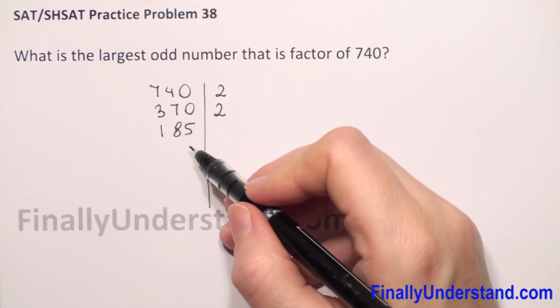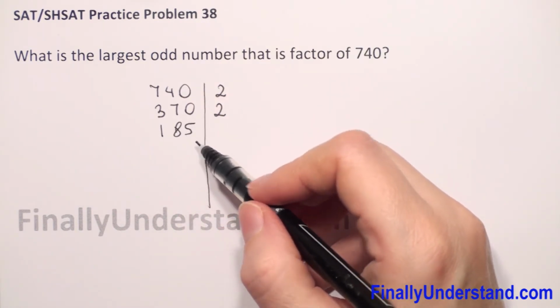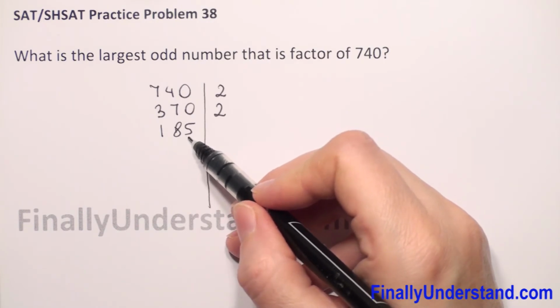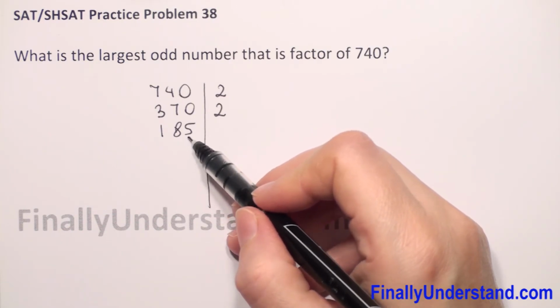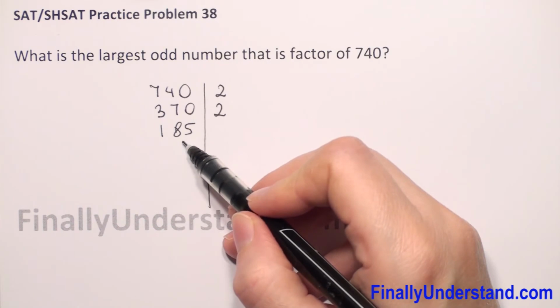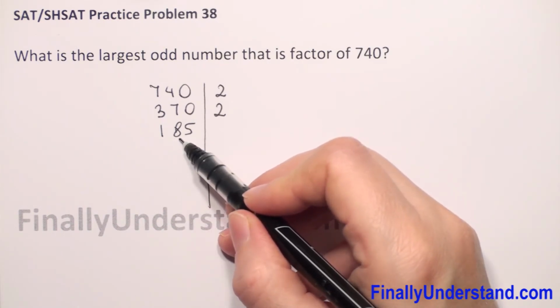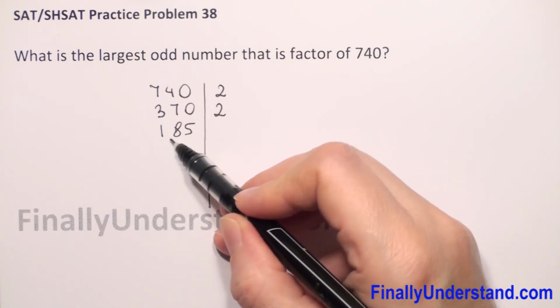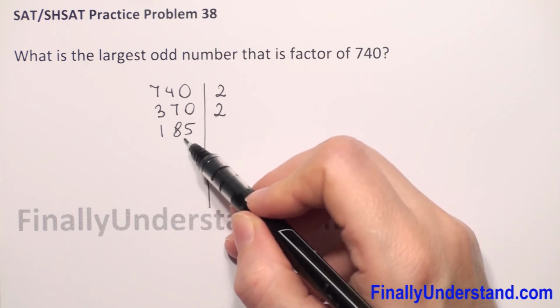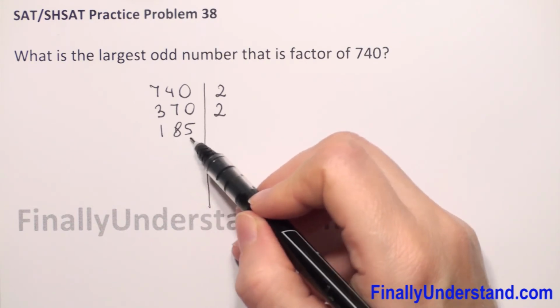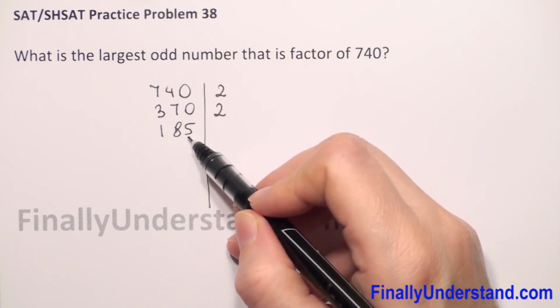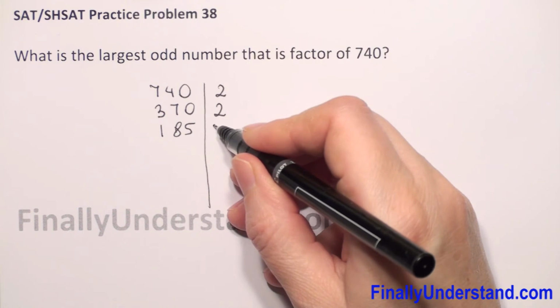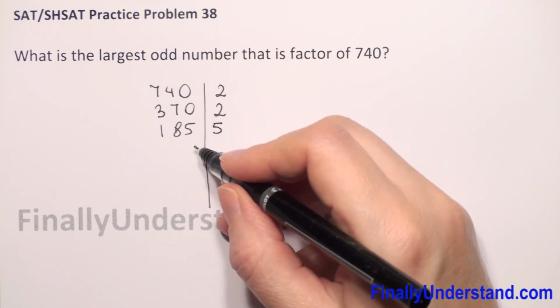Now 185 we cannot divide by 2 because 5 is at the end, so 3 is the next prime factor. We can divide by 3 when the sum of digits is divisible by 3. We have 1 plus 8 is 9, plus 5 is 14. 14 is not divisible by 3, so we cannot divide by 3. The next prime factor is 5. 5 is at the end, so we can divide this number, of course, by 5.